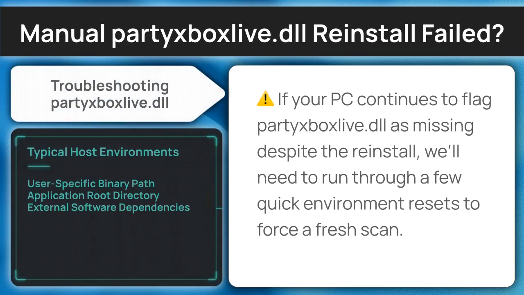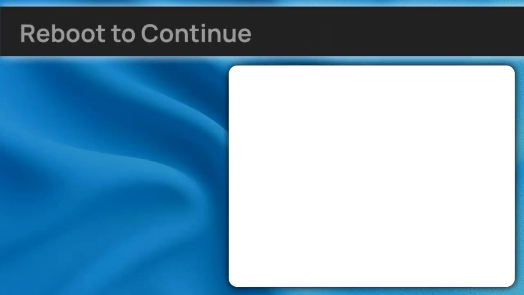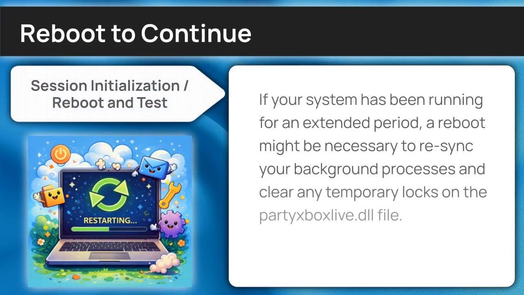user session's initialization. A quick reboot can determine if the error is transient. While it won't fix a deleted file, it can re-establish the connection between your software and the Partyxbox Live file if the path was temporarily busy.